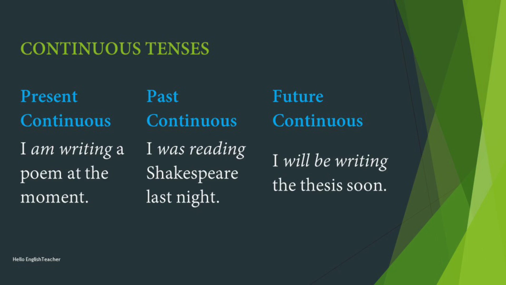What is the example given here? Present continuous is I am writing a poem at the moment. That thing is happening at the moment. What is the action happening at that moment? Writing a poem. So, it is I am writing. That is the present continuous form.